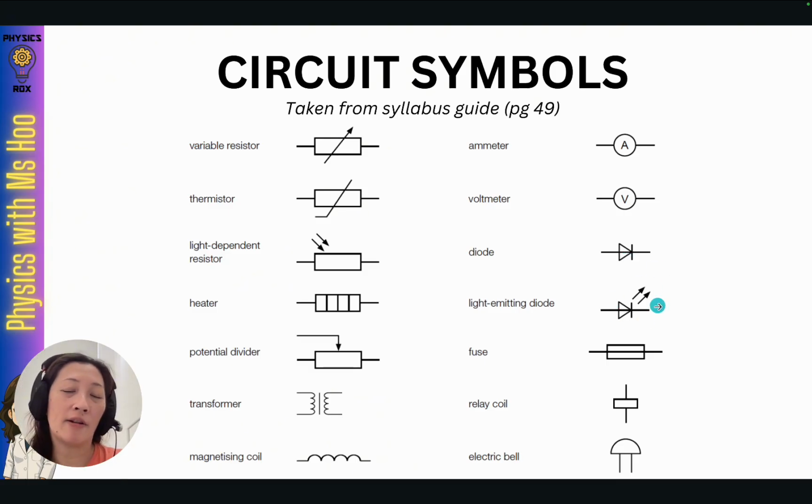The light emitting diode is similar to a diode. The only difference is that this component emits light. So you can see that arrows are going outwards from the diode because the light is going from the diode outwards to the environment. A fuse looks like a resistor except the line goes right through. That's because the fuse is made up of a single piece of wire inside that melts when the current is too high.